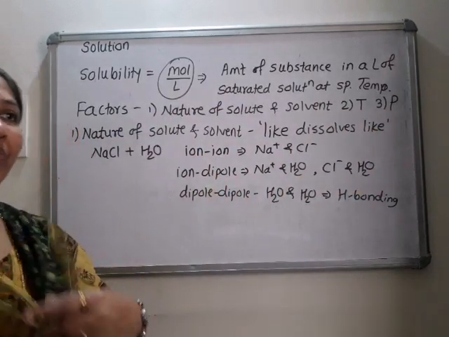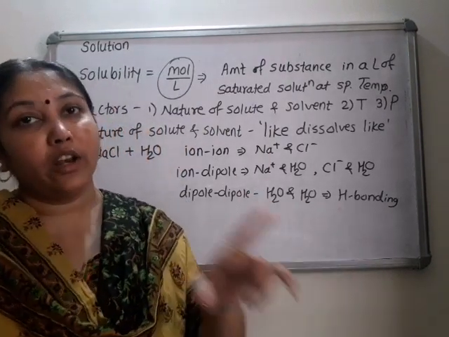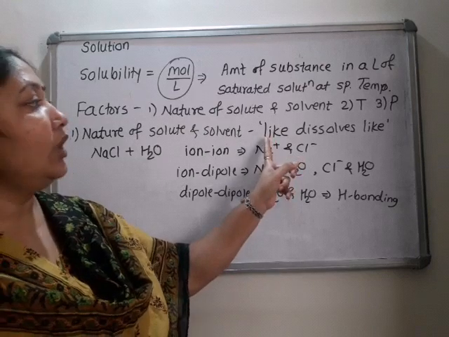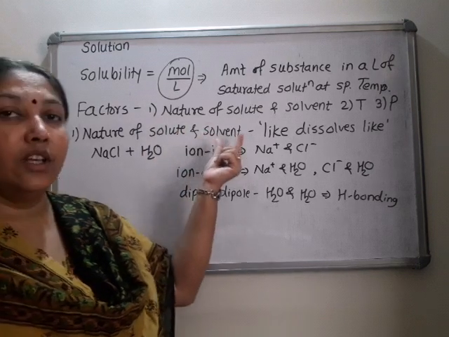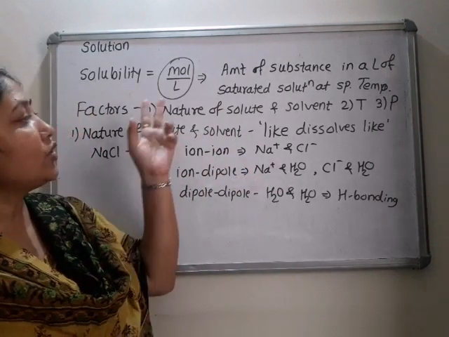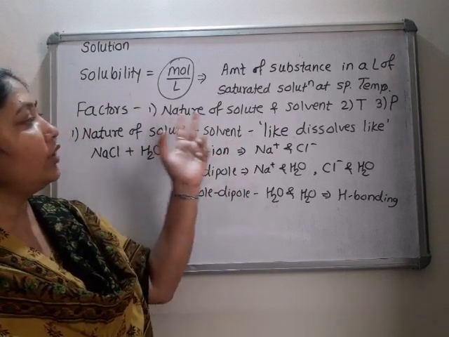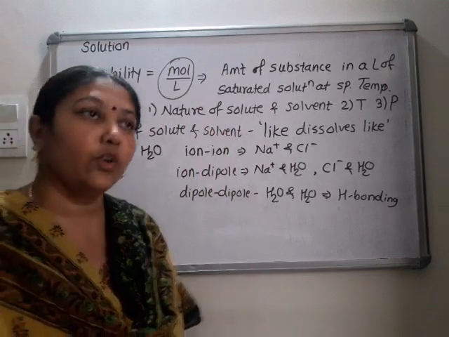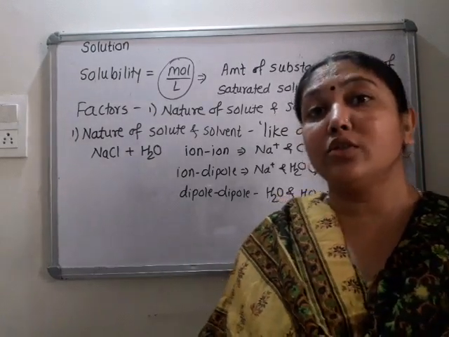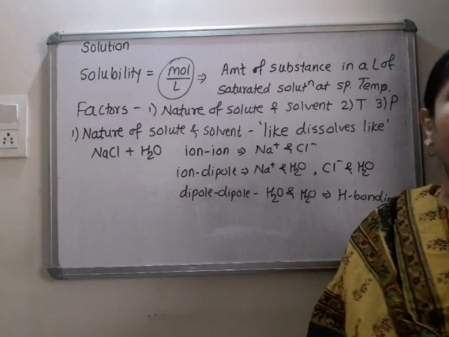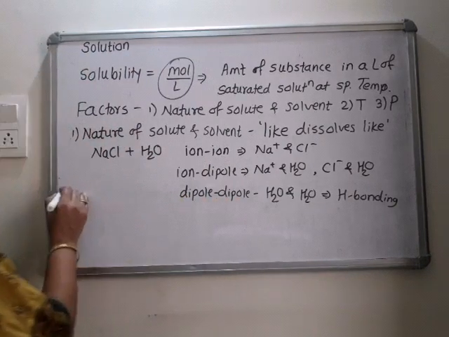If we take any organic substance, then it is soluble in an organic solvent easily. So as per the rule like dissolves like, an inorganic solute is soluble in an inorganic solvent, and an organic solute is soluble in an organic solvent. So depending upon the nature of solute and solvent, solubility gets affected. The second factor they have given is temperature.